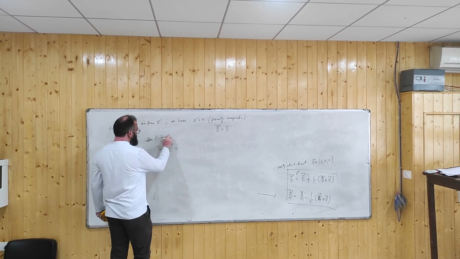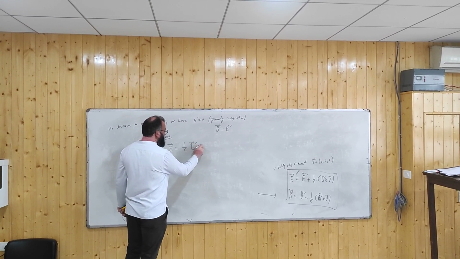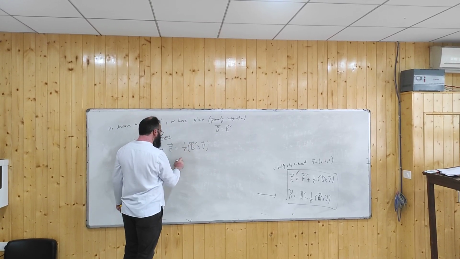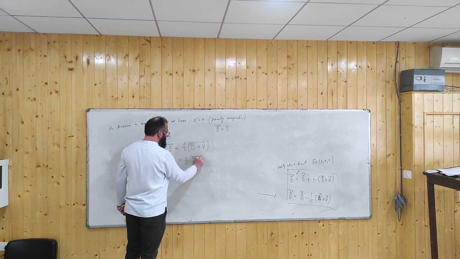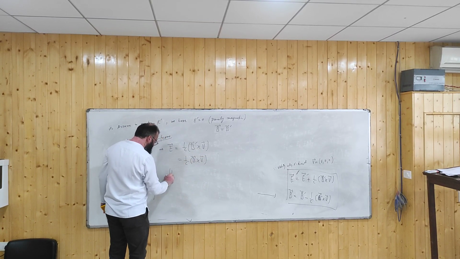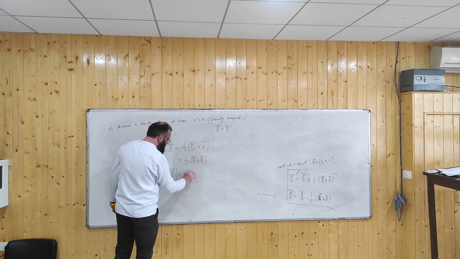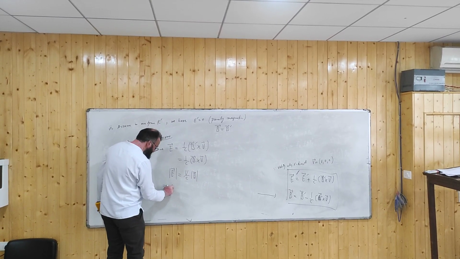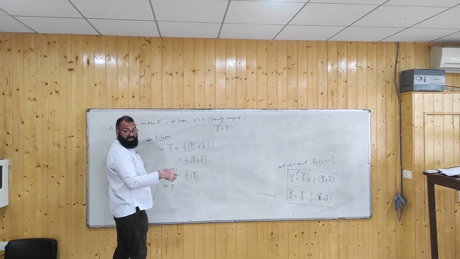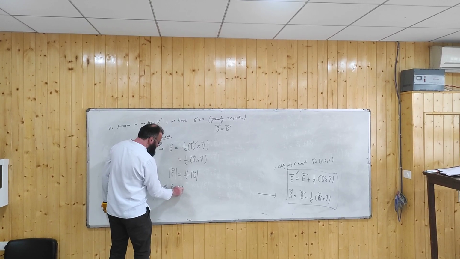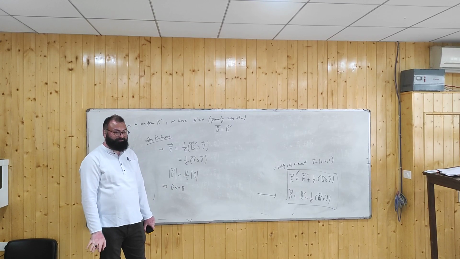E is equal to 1 by C, B prime cross V. What is B prime? It is the same as B, so it will be B cross V. Okay, so now tell me what is the magnitude of the electric field here? That is simply V by C times the magnitude of B. So it implies that when you have a purely magnetic field, in a moving frame of reference, you will observe an electric field that's weaker than the magnetic field you started with. Clear? Okay.